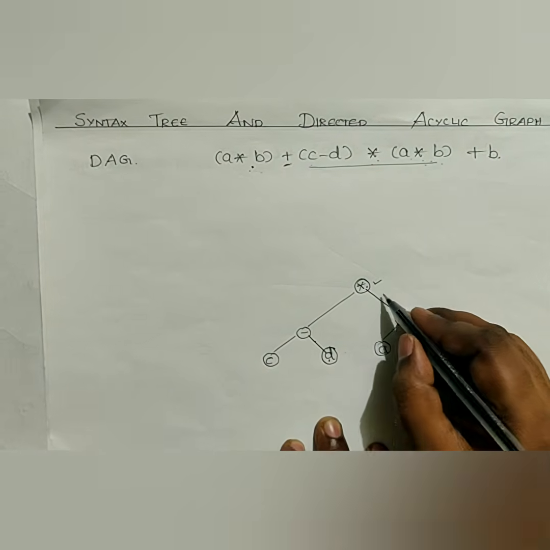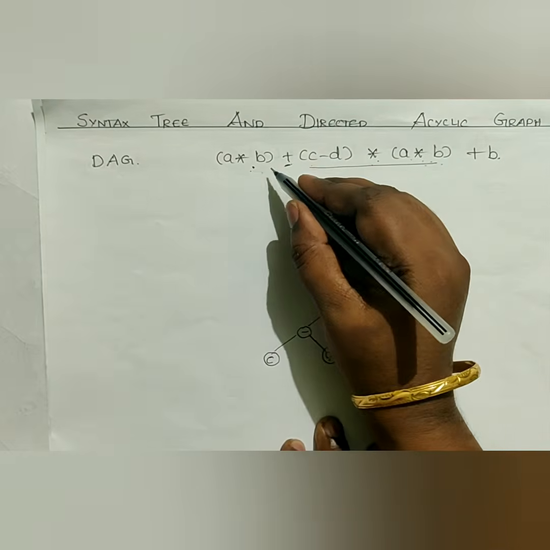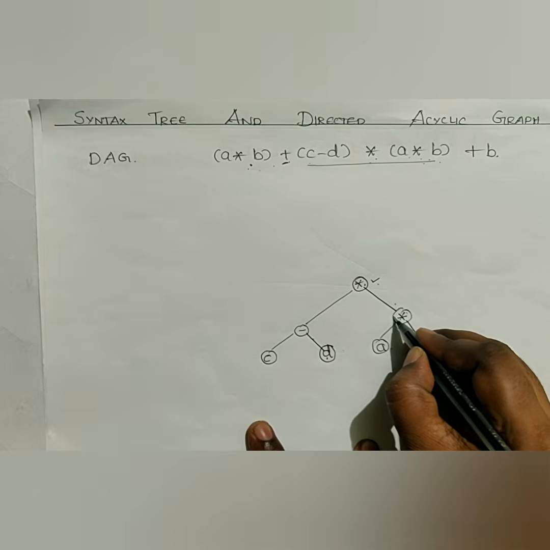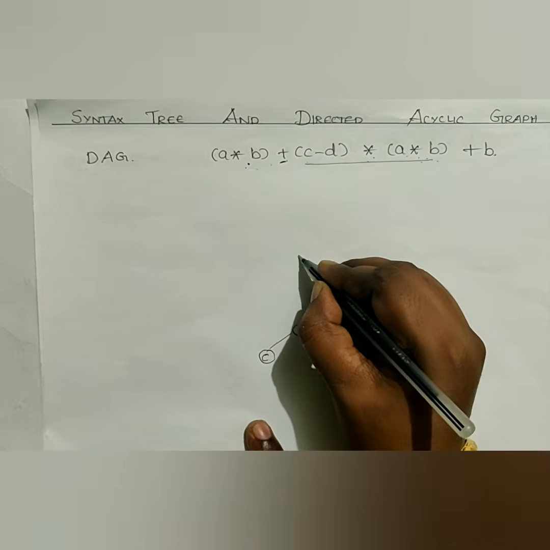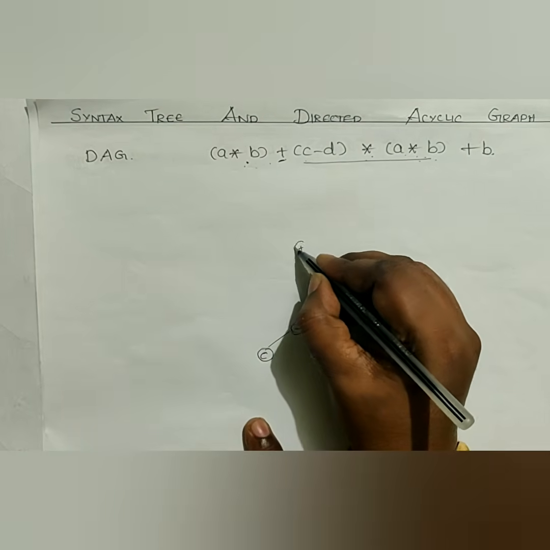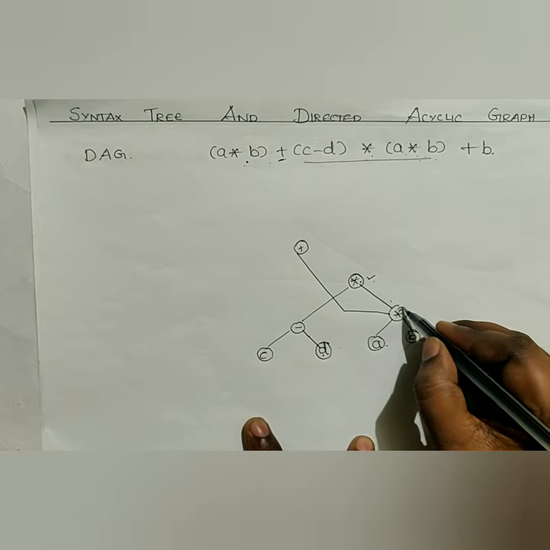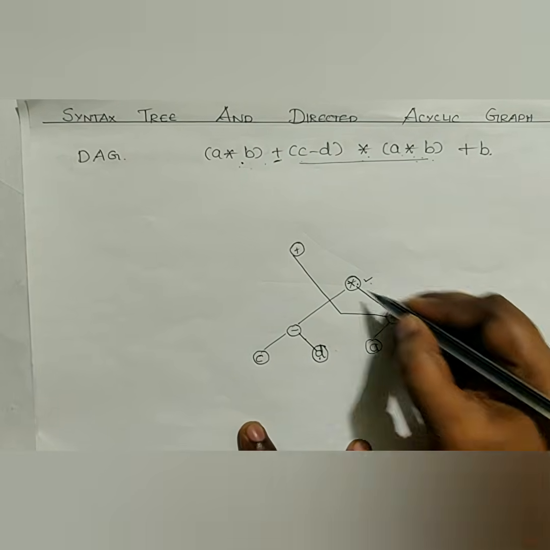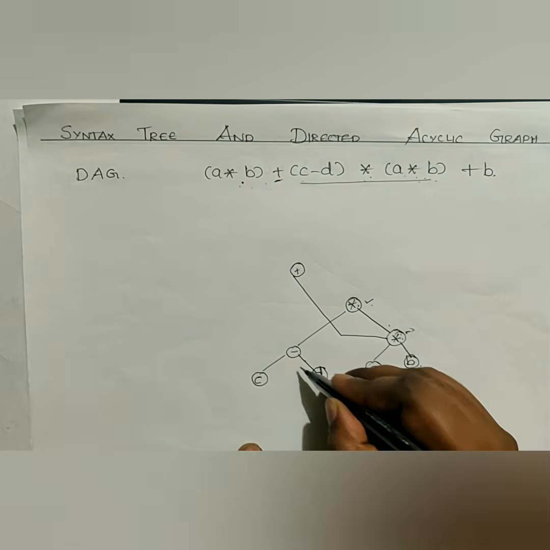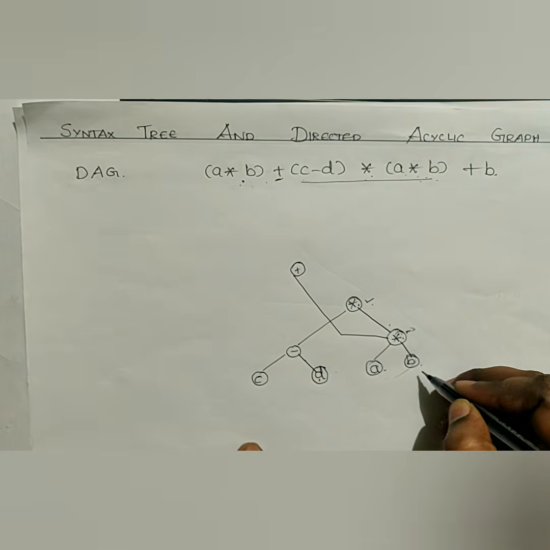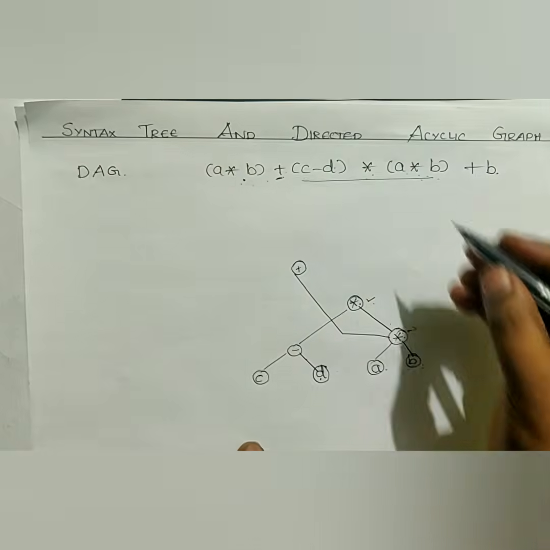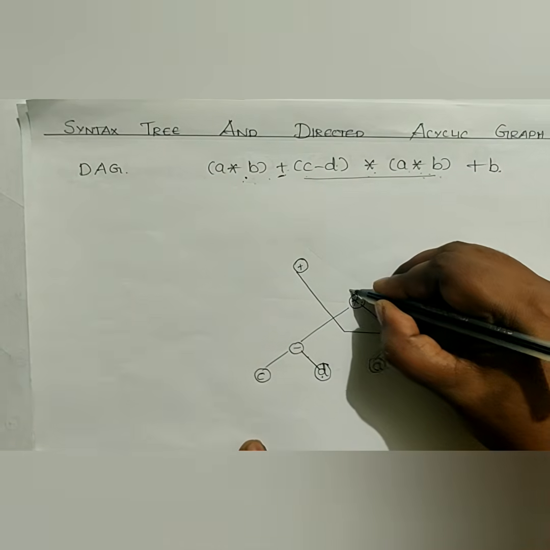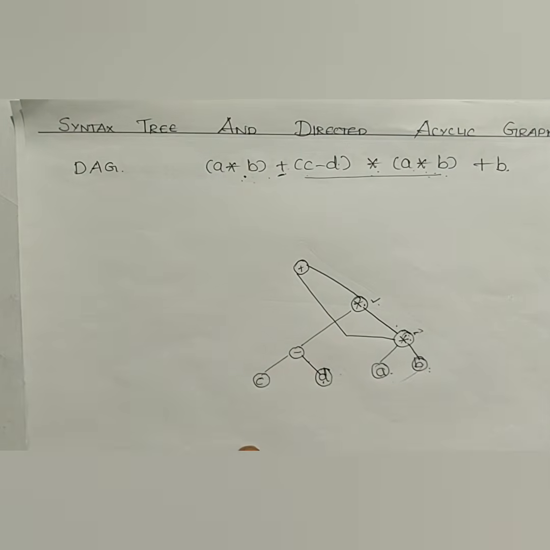Now that value has to be added with A star B. Now my A star B is here. So what I do here is a little bit difficult or tedious to understand, but the basic thing is, if you remember, this node has the result A star B, and this node has the result of C minus D star A star B. So this has to be added.